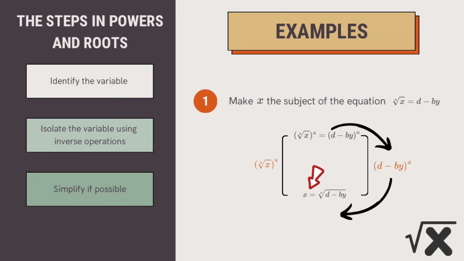If there were a root instead, we would apply the corresponding power to both sides to eliminate it. For example, if the square root of x equals d minus b times y, we square both sides. This gives x equals the square of the expression d minus b times y.